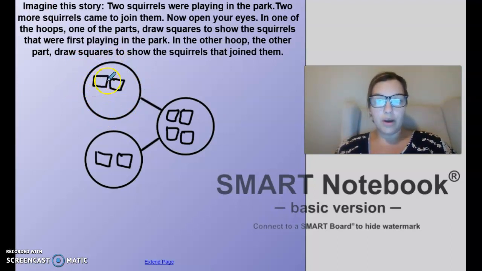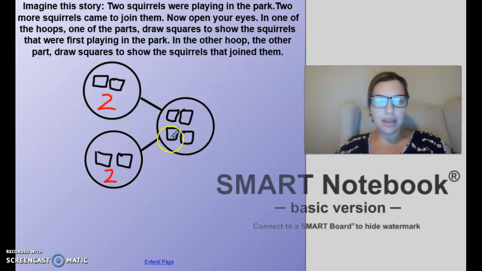I have 1, 2. So I'm gonna write a 2 here. How many squares do I have down here? 1, 2. Very nice job. So we have 2 and 2. Those are our 2 what? Parts or whole? Our 2 parts.